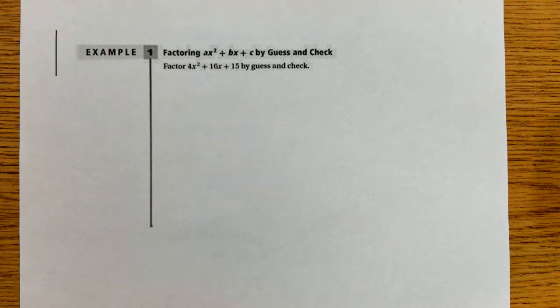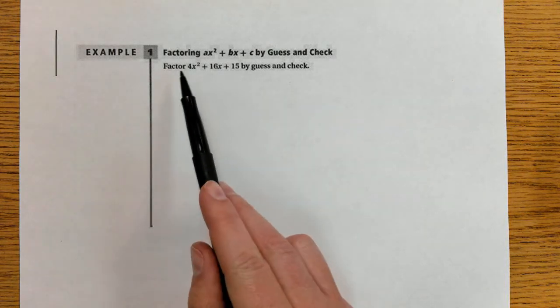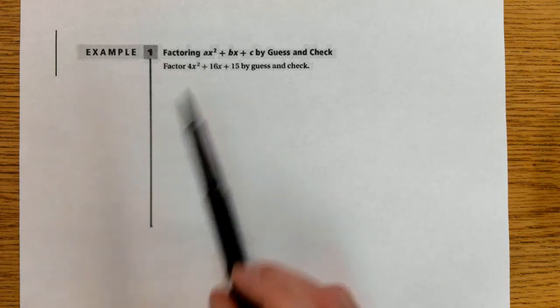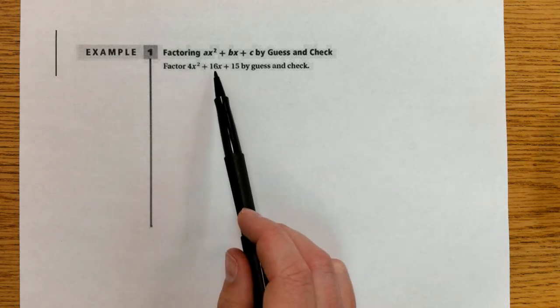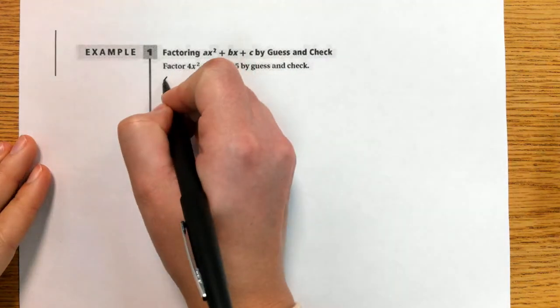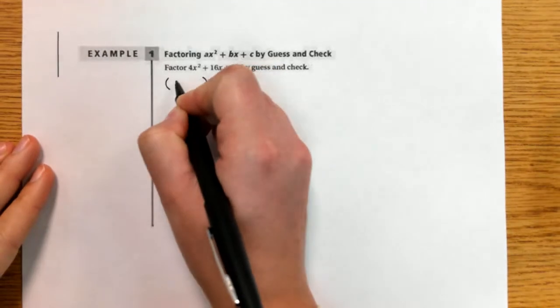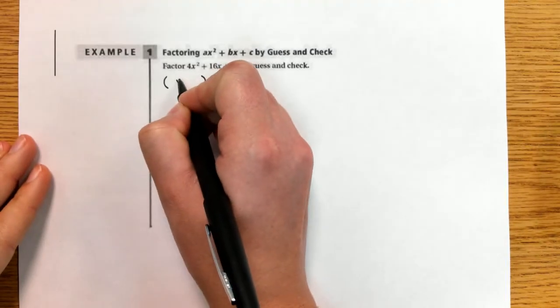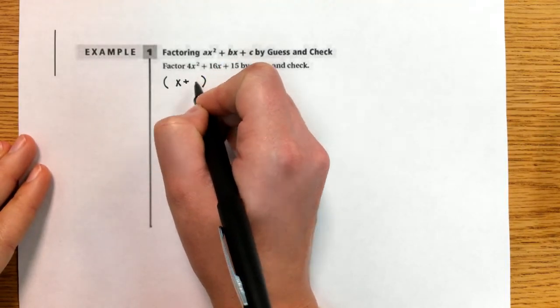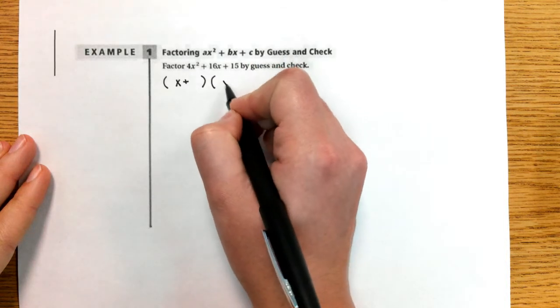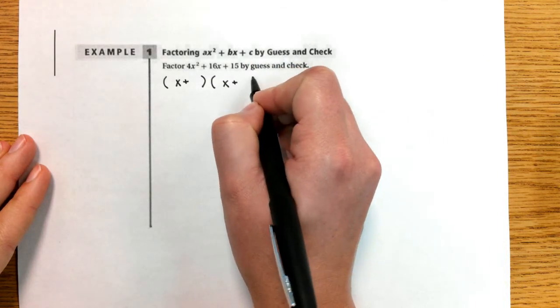So we want to see what coefficients of the x in both binomials and the constants will get us the 4 and then the 15. And then when you add the middle terms together, the outer and the inner, you should get 16. So let's try. We're going to set up our parentheses. So you're going to have a number, a coefficient, and then x plus some number. So I'm going to set up my second set of parentheses as well.